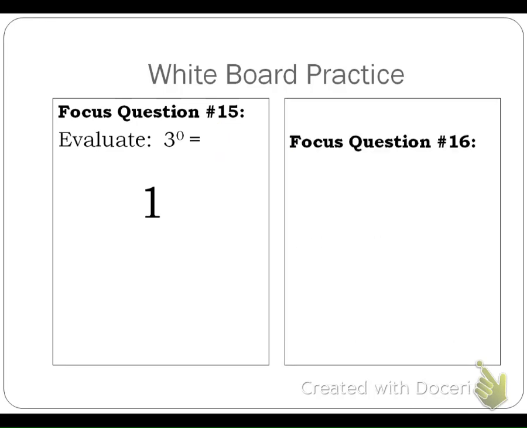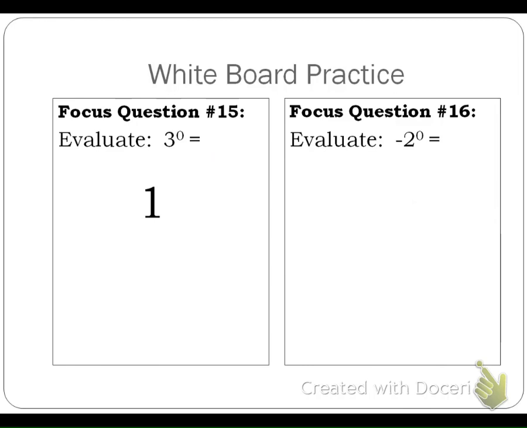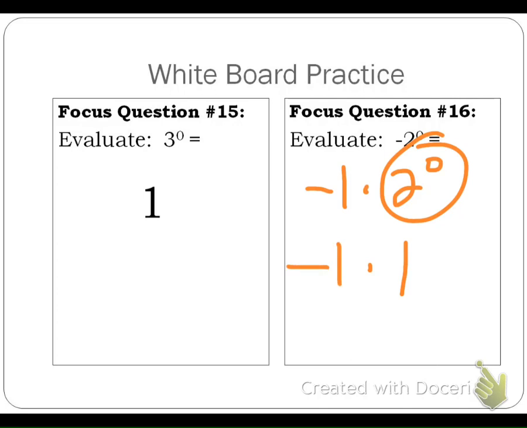But just like before with those negative numbers that I was showing you when you don't have parentheses, in this question right here, you have that negative on the outside. That 0 is only being applied to the 2. So when you solve this, you rewrite it as negative 1 times 2 to the 0 power. Well, that 2 to the 0 power, we just said any number to the 0 power is equal to 1. So this is actually the same thing as saying negative 1 times 1. So your final answer is negative 1.